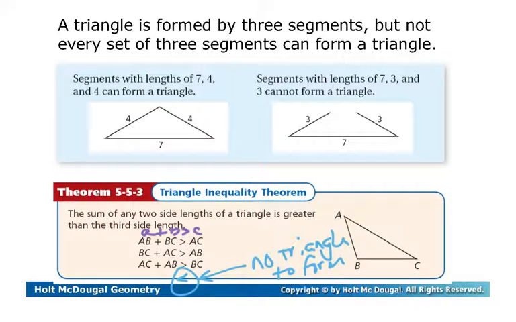But if you think of it as A squared plus B squared is greater than C squared, greater than is going to mean that we have an obtuse triangle. Less than is going to mean that we have an acute triangle. And equal, of course, is going to mean that we have a right triangle that we're looking for.